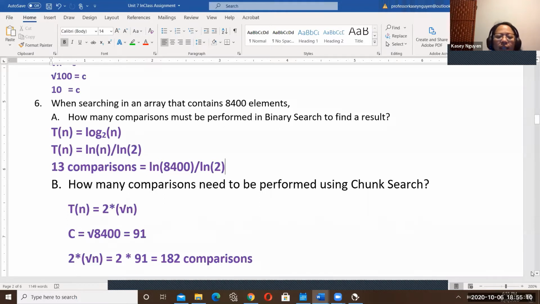So when you're looking at binary search in comparison to chunk search or jump search, it's definitely more efficient. So we would usually go to binary search. Any question?